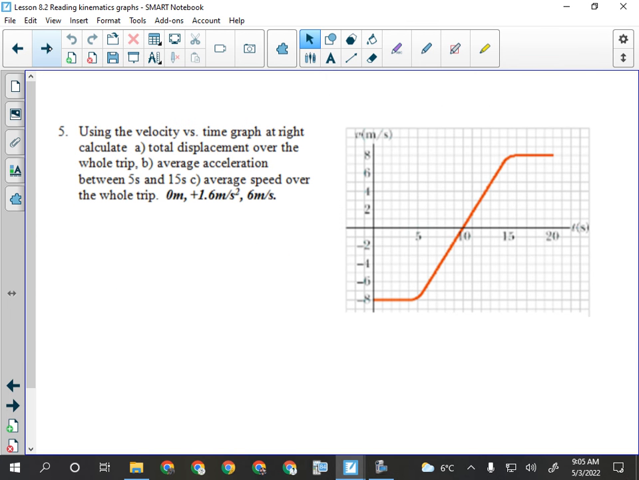Okay, so I would like you guys right now to try this one. Velocity versus time graph. Don't worry about the rounded edges. Just imagine that's sharp corners. I want you to find the total displacement over the whole trip, the average acceleration between 5 seconds and 15 seconds. Just as a reminder, acceleration is final velocity minus initial velocity divided by time, so that'll help you with that part. And the average speed over the whole trip.